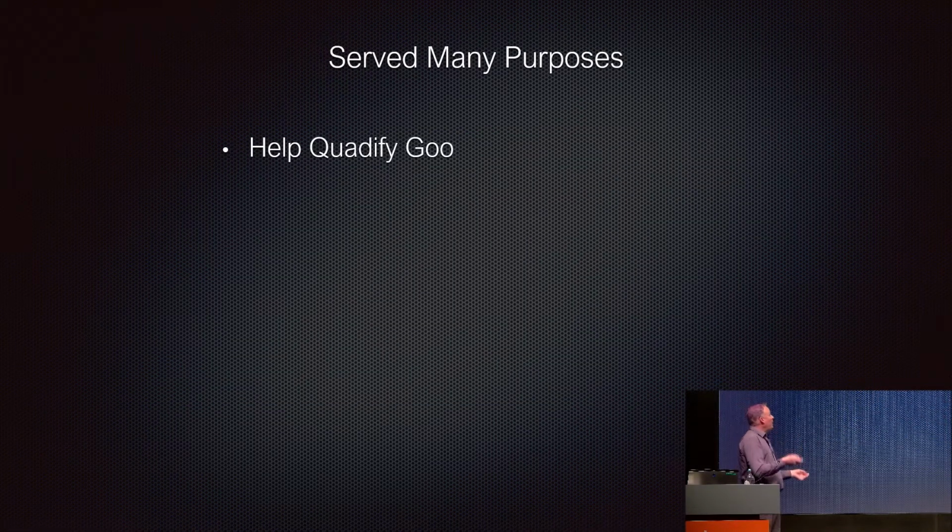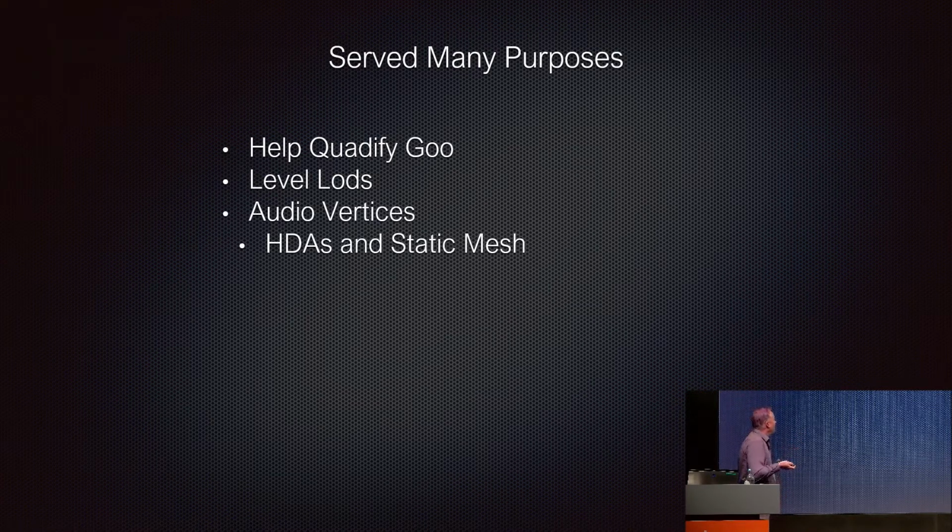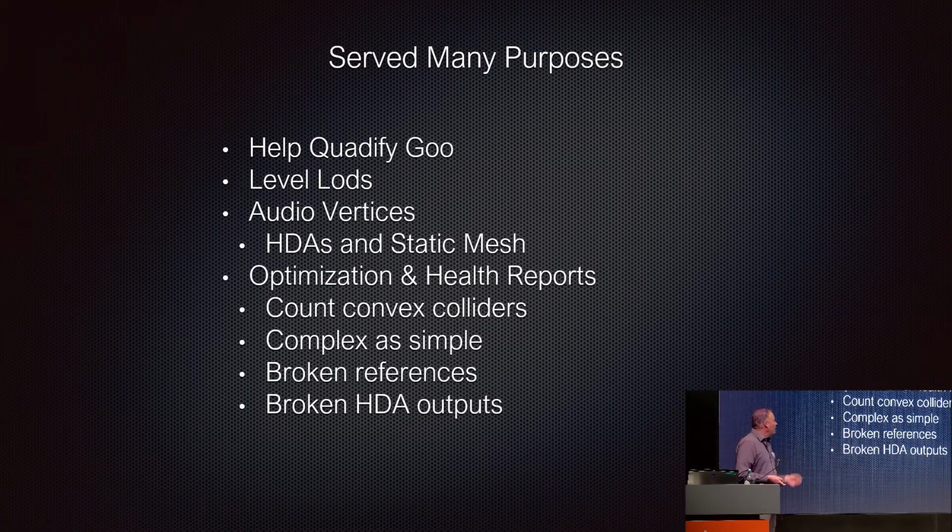So, again, the Python stuff to help us quantify goo. It basically solved the level LODs issue we had. It basically was scanning and generating all these audio vertices by kind of scraping all of our meshes. And then, as I kind of mentioned before, optimization and health reports. I had it generating Slack reports to all the leads saying, this many things are problematic. This many meshes coming out of the art department in our levels have way too many vertices. These things should not have complex collision. They should be simple. And we could see these lists get smaller by the day. So they ended up being kind of like task lists for the team.